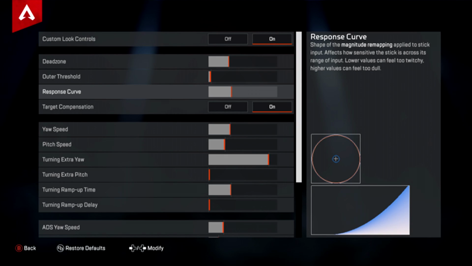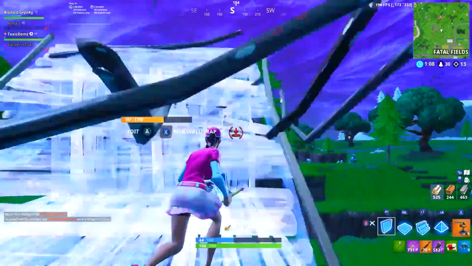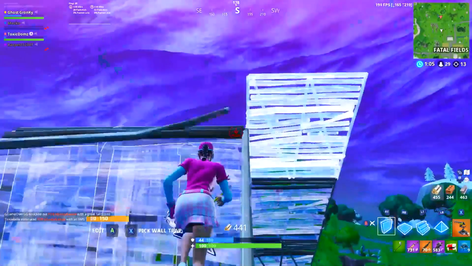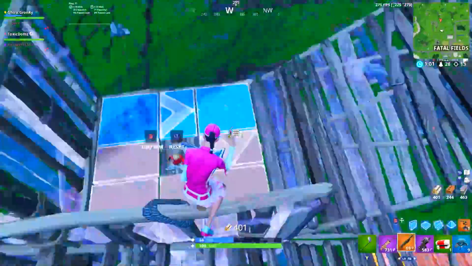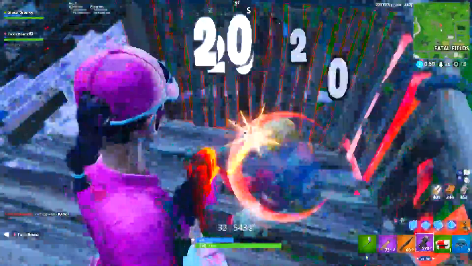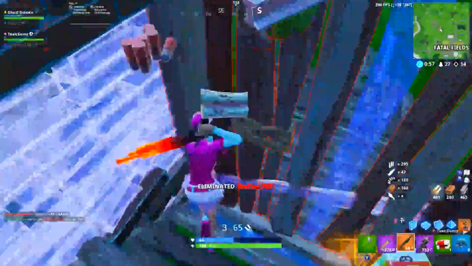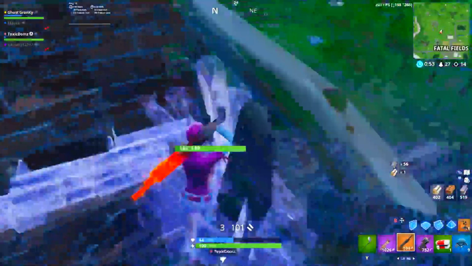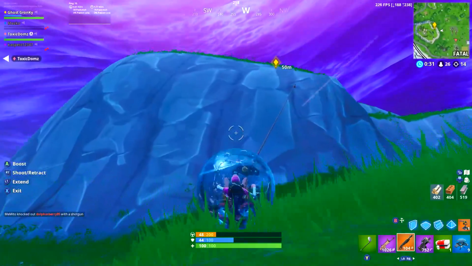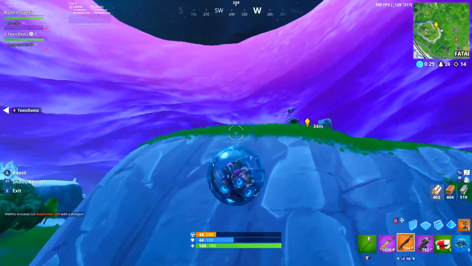If you move your stick about halfway in any direction, your aim will only be moving at about maybe 20% of the max speed. Compare that to when you set the response curve value all the way down to 0, and now you have a perfectly linear stick acceleration. If you move your stick 50% of the way in any direction, your aim will move at 50% of the max speed.